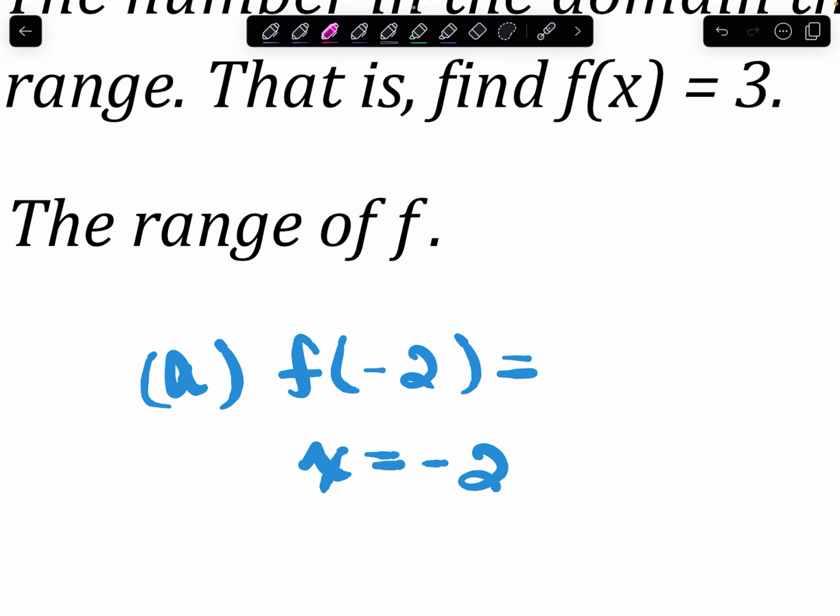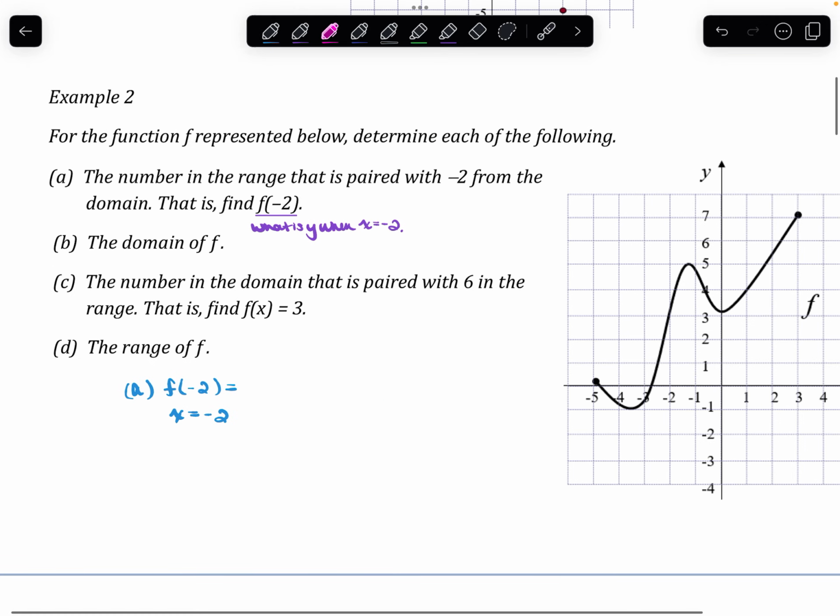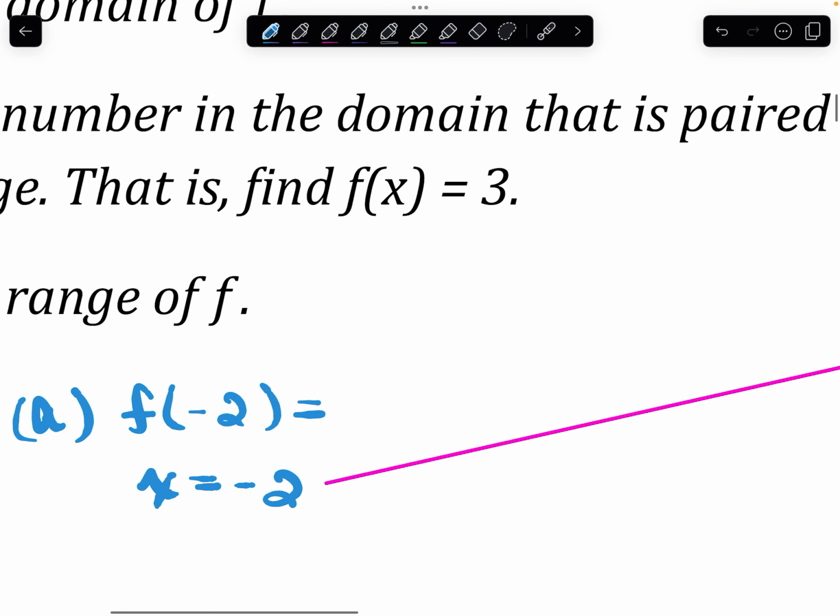If I go to my graph, x equals -2 on my x-axis. Here is the x value -2, so I go up and I find my intersection. I'm just going to be right here. I'm looking for the y value of that point, which is 3. So f of -2 is the y value 3.